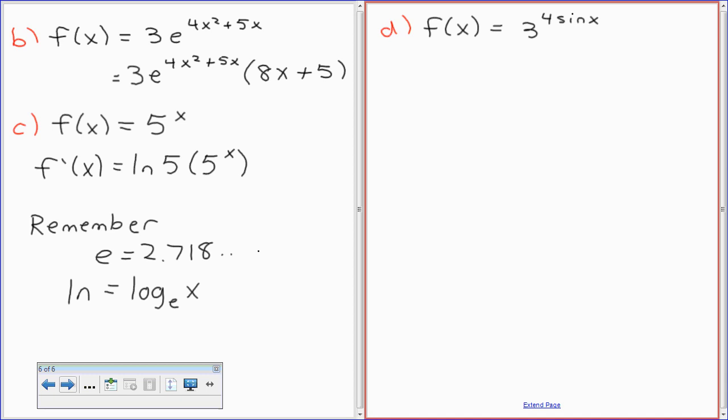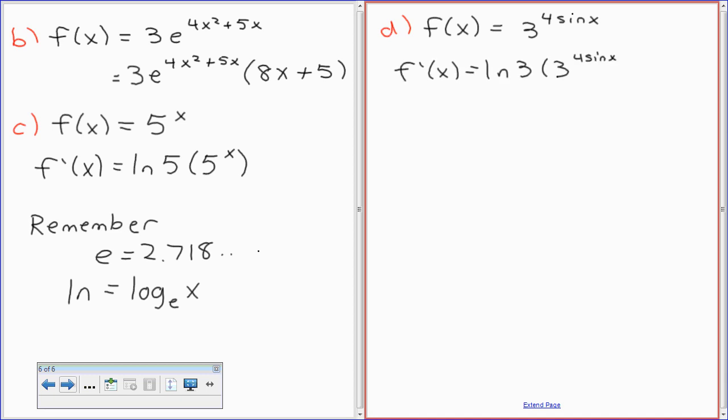Okay, now that looks terrifying, doesn't it? I haven't really shown you how to do this, that's why it's terrifying. I'm going to pick on someone at random, that being Alistair. Alistair, let's pretend that was 3 to the x. What would the derivative of 3 to the x be? So f prime of x is going to be ln 3 times 3 to the 4 sine x.